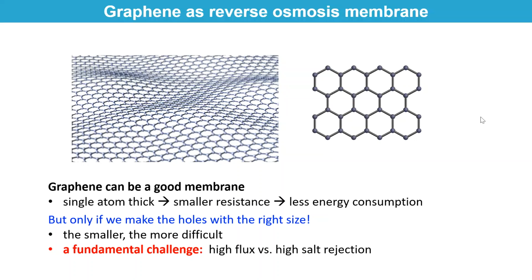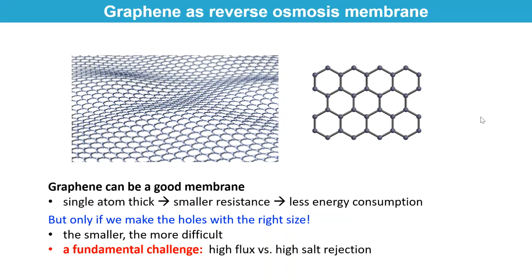But there are lots of caveats in this kind of technology, and that is we must make the hole with the right size and the right type of hole. For one, the smaller the pore is, the more difficult it is to make, and also it's more difficult for water to pass through. On the other hand, if you make the pore too large, then both water molecules as well as ions can pass through. In that case, you don't have reverse osmosis anymore.